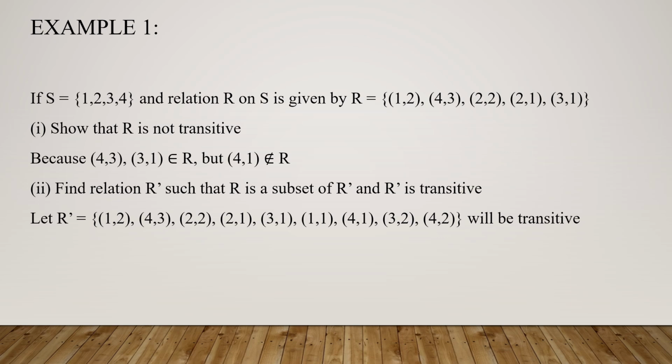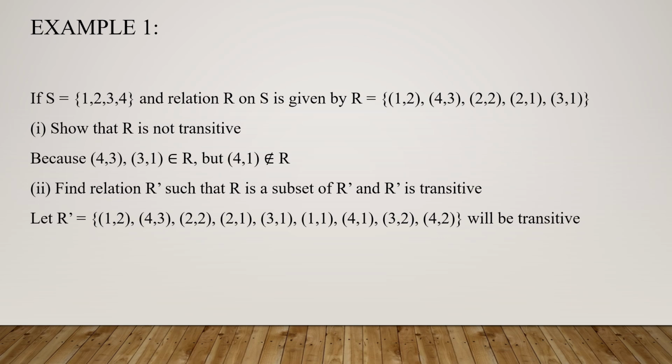Second case, now since it is not transitive, find a relation R dash such that R is a subset of R dash and R dash is now transitive. That means try to find a bigger relation R dash such that that relation will become transitive. So now (1,2), (4,3), (2,2), (2,1) and (3,1) are already in R. Now we want to add some ordered pairs to make this relation transitive. So first thing is, see, I have (1,2), I have (2,1). So I should have (1,1) for making it transitive. So I will be adding the ordered pair (1,1). Similarly, I have (4,3) and (3,1). So I should have (4,1). So I am adding the ordered pair (4,1).